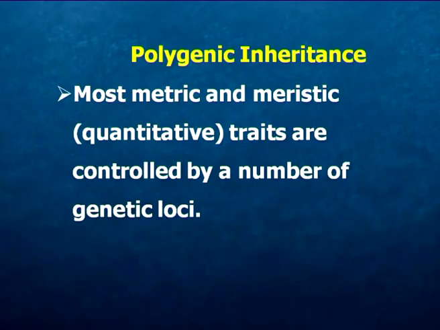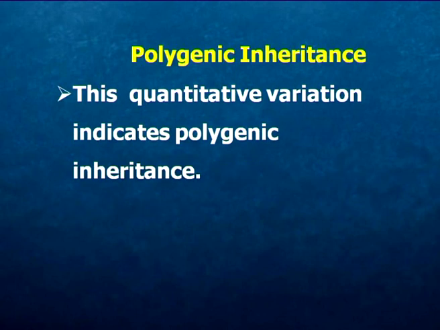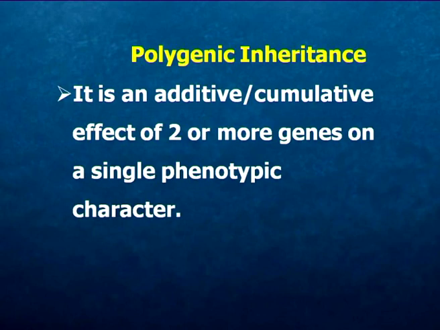Now, most metric and meristic traits, which are called quantitative traits, are controlled by a number of genetic loci, that means a number of genes. This quantitative variation indicates polygenic inheritance. It is an additive or cumulative effect of two or more genes on a single phenotypic character.